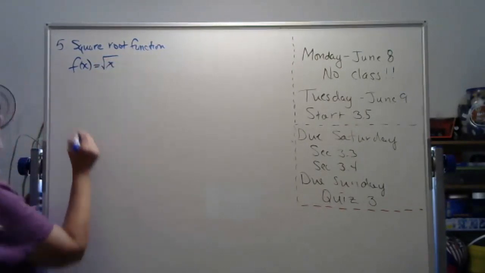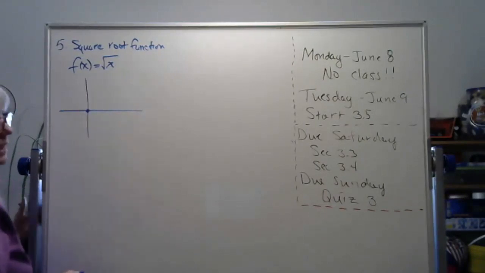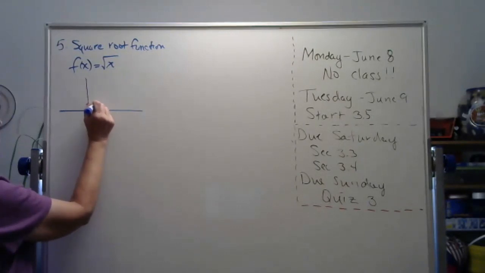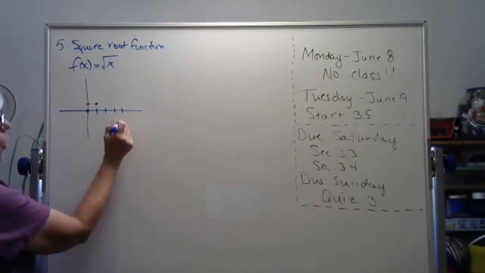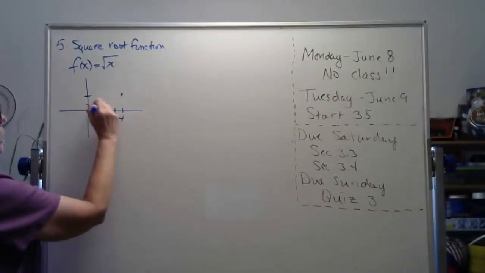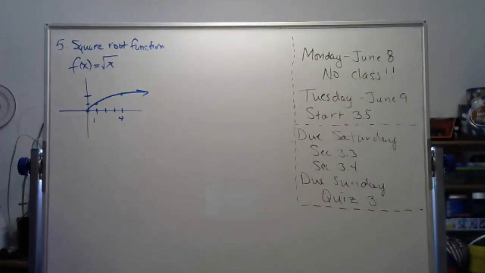And again, to get this, I would come in and plot some points. If I plot 0, the square root of 0 is 0. If I plot 1, the square root of 1 is 1. And then I'm going to skip up to 4 because the square root of 4 is 2. And we're going to end up with something that looks like that. So it looks like half a parabola, but only the part that occurs in quadrant 1.